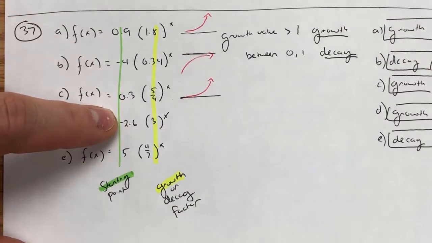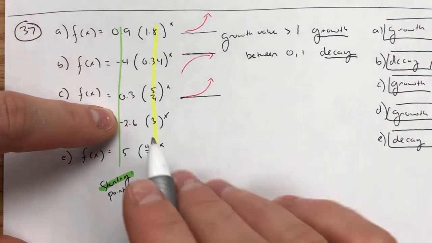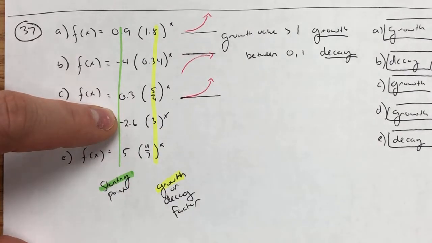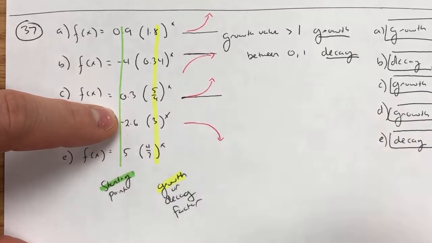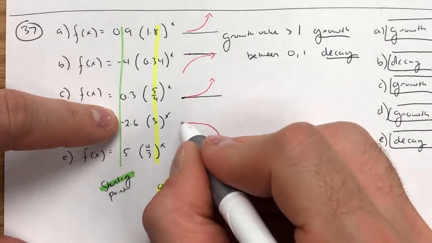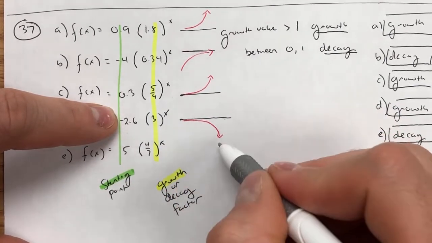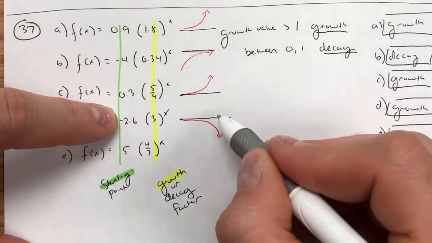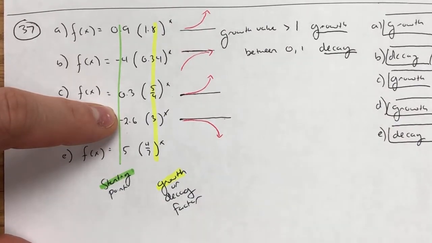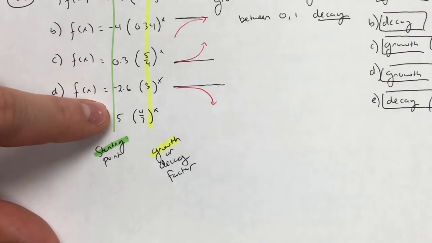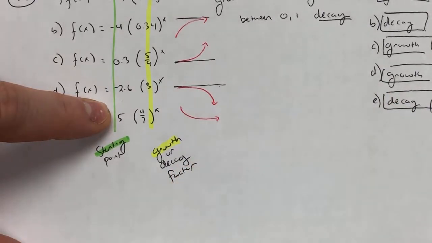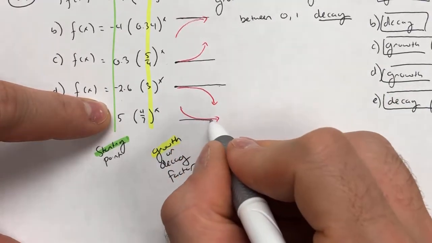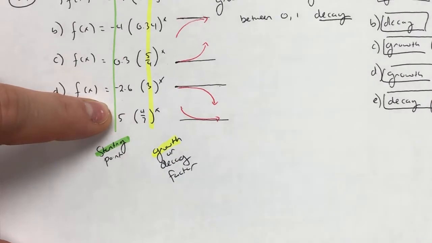The negative 2.6 is moving away from the 0 line. However, because it's negative, the way to move away from the 0 line looks like it's going down. But again, it's moving away, so it does classify as growth, but it's a negative growth. And then this one, 5 and 4/7, because it is decay, it's moving towards my 0 line. So that does look like decay, and it is decay.